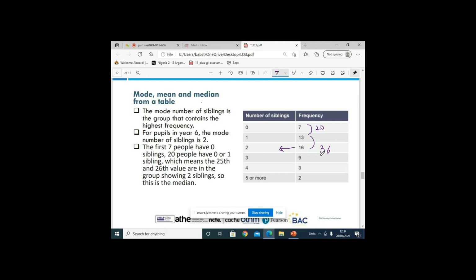Can you just tell me how you figured out the median, please? Yes, because you see the total number was 50, then you divide by 2, 25 is the middle number. So add 7 plus 13 to check if it's more than 25 or not. It was not. Then we add 16 more, so 36. So it means 2 is the median because it's more than 25. Yeah, well done. Thank you for that explanation.